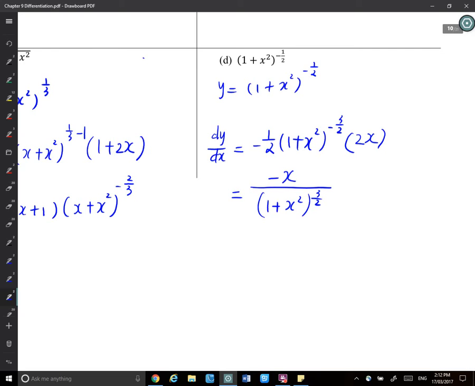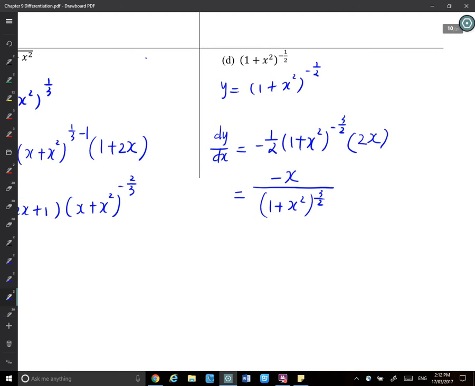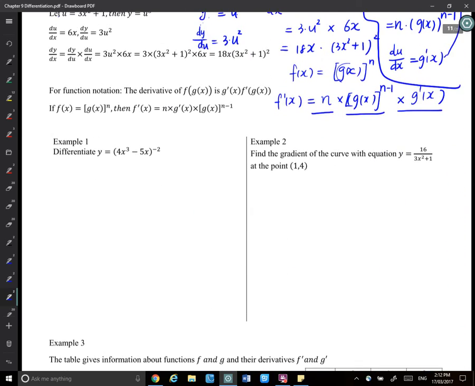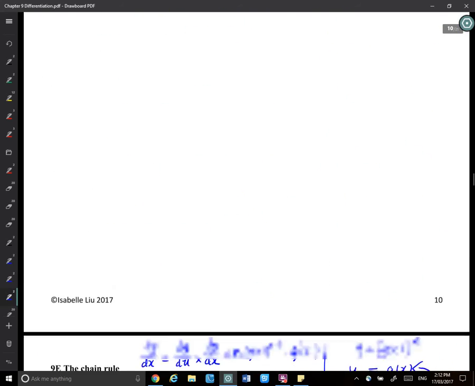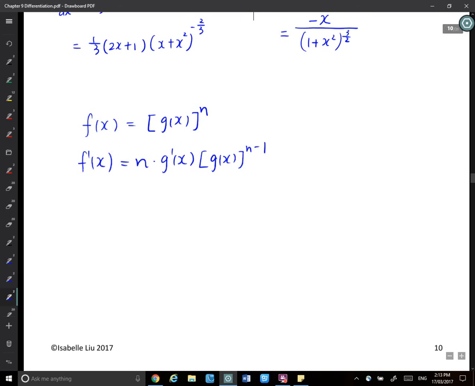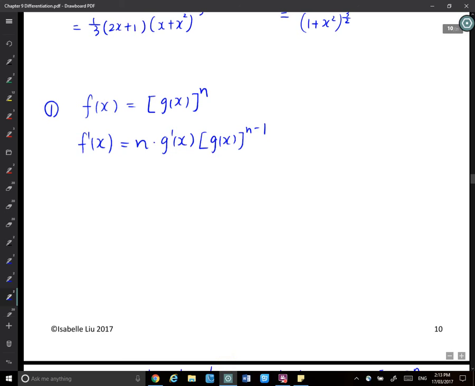That's the first important formula for chain rule. Okay, the second important formula for chain rule will be... I have no place to write it, I'll write it on the previous page. So the first one gives you f(x) equals g(x) to the power of n. f'(x) will give you n times g'(x), and then you still have g(x) to the power of n minus 1. Okay, this is the first chain rule formula, which is important.